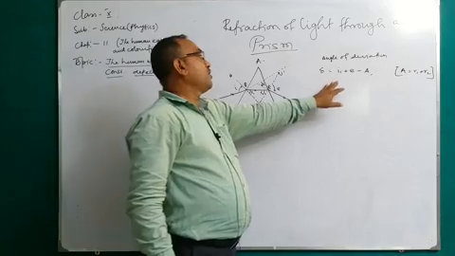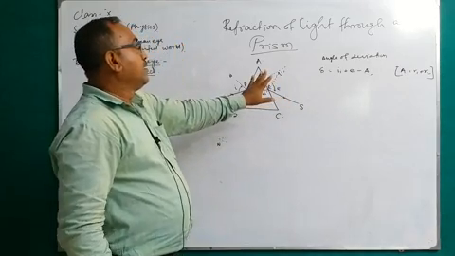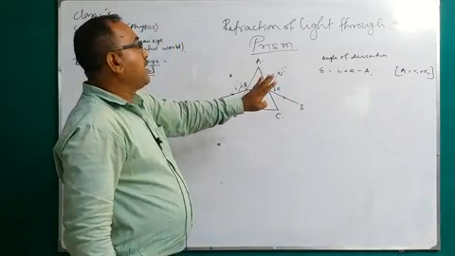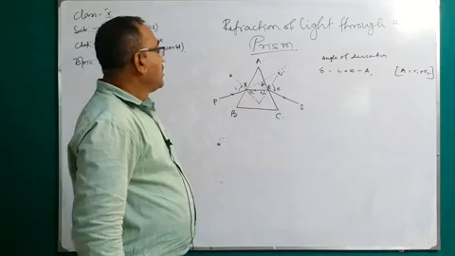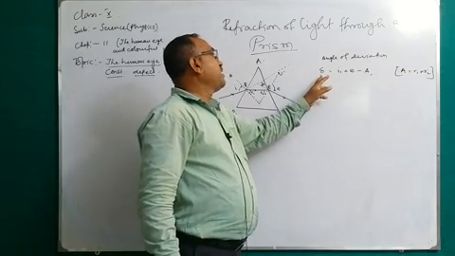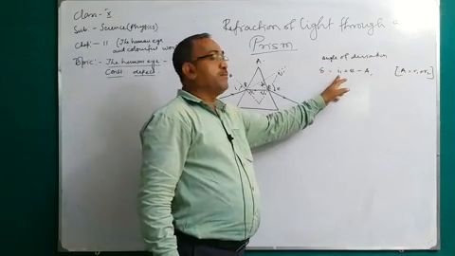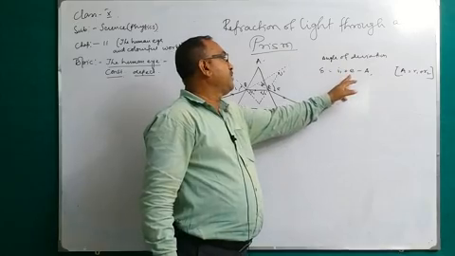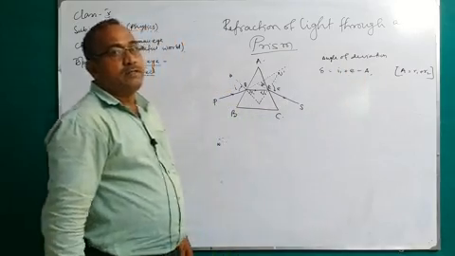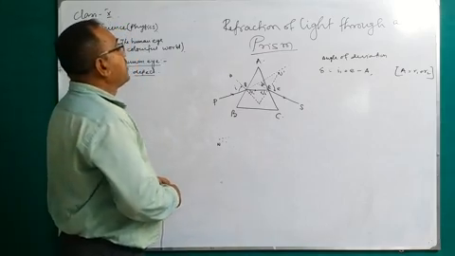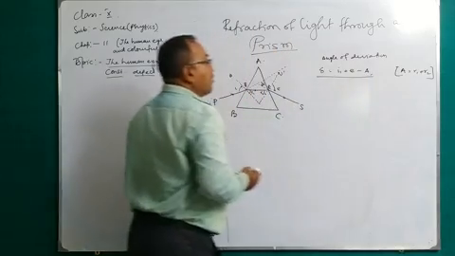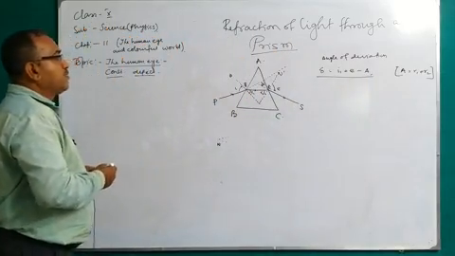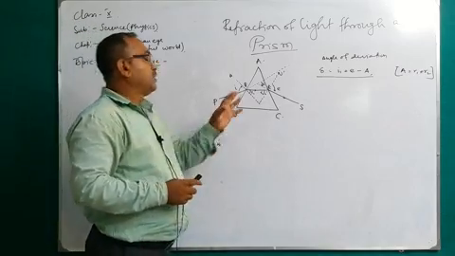This derivation is not in your syllabus. This part you see in class 12. So you only remember it: the angle of deviation equals I1, meaning angle of incidence, plus E, plus angle of prism. That is the formula. So you remember it, and you draw it with the help of the diagram.